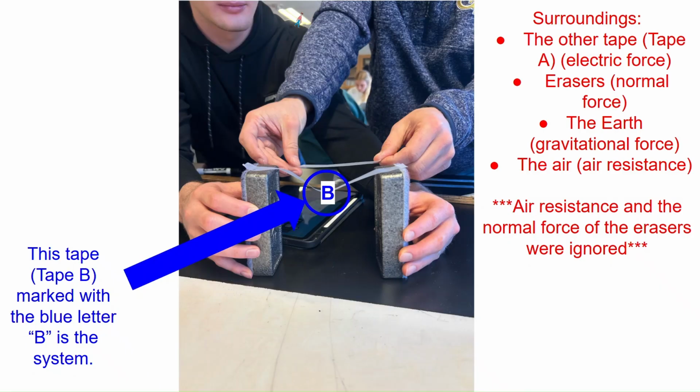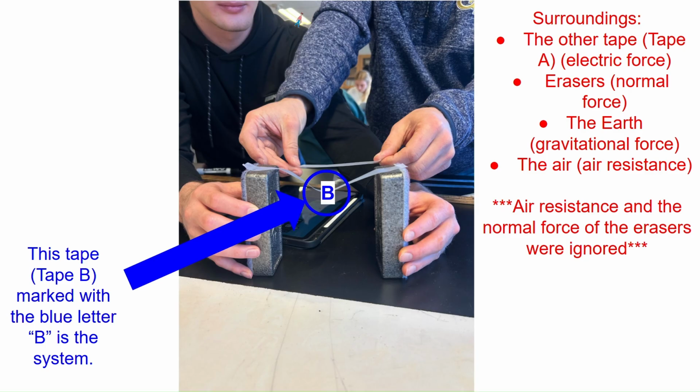Experiment and calculations. I'm not going to go too deep on the details of the experiment as we all did this lab, but this tape here marked with the letter B is our system, and the surroundings include the other piece of tape, which will be referred to as tape A, the erasers that tape B is touching, the earth, which puts a gravitational force on tape B, and the air, which causes air resistance. In this lab, we assume that air resistance and the normal force of the erasers on tape B could be ignored.